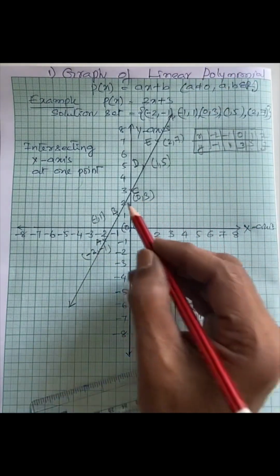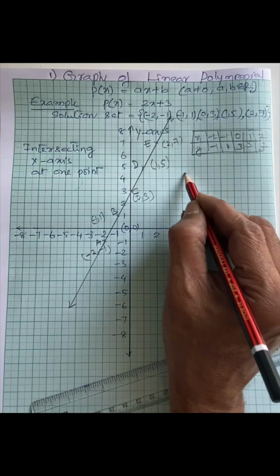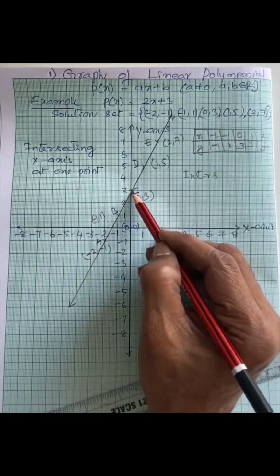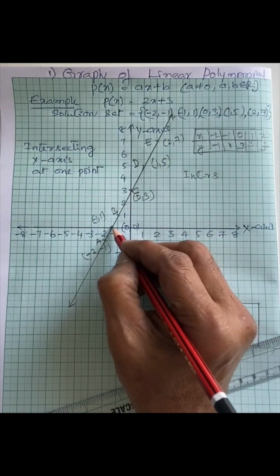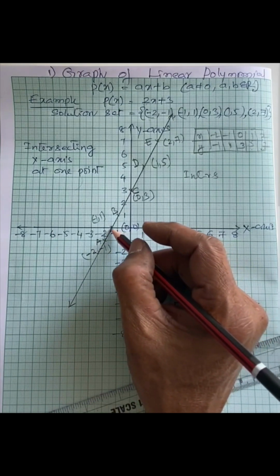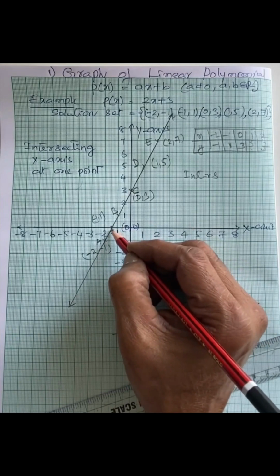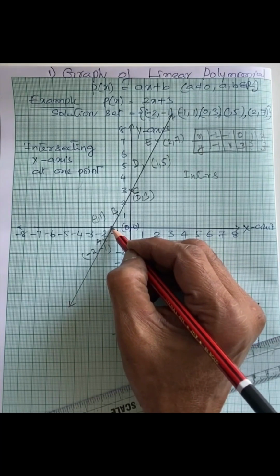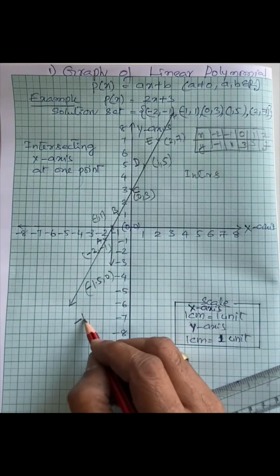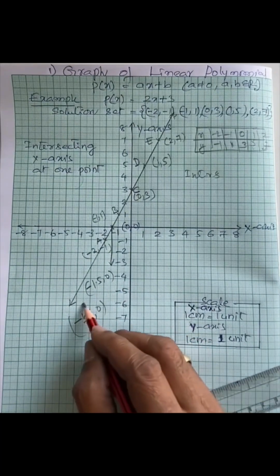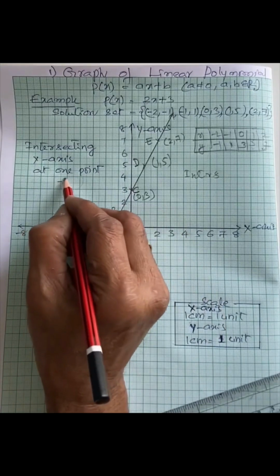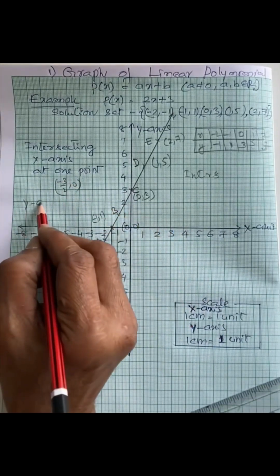Now, this is a straight line intersecting the x-axis at only one point because it is a linear polynomial. Where does it touch the x-axis? It is touching the x-axis at minus 1.50. Minus 1.5 means minus 15 by 10, which is minus 3 by 2, 0. It intersects the x-axis at one point, that is minus 3 by 2, 0.